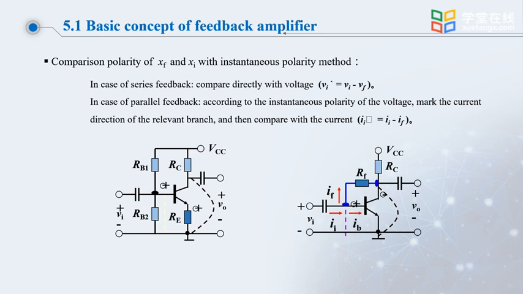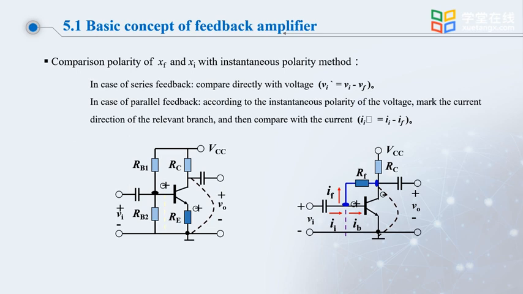So with the instantaneous polarity method, if our base is instantaneous positive, then the voltage signal returned from this feedback is also instantaneous positive. Yes, the net input signal is getting smaller, so it suppresses or weakens the net input signal. You just had an instantaneous increase in the base potential, and now the feedback makes the net input signal VBE decrease. This trend means it's a negative feedback.